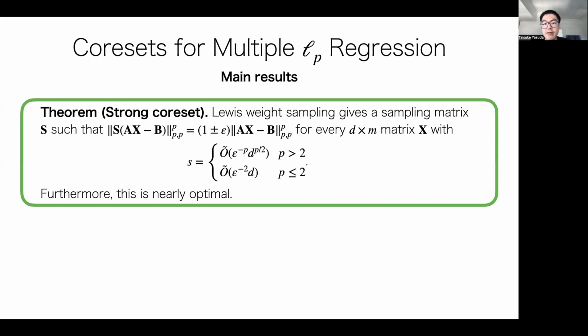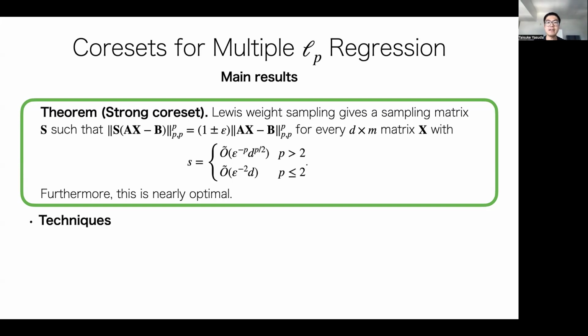So the main result that we give in this work is a nearly optimal bound on the size of a coreset for multiple LP regression. And we show that this size is at most a polynomial of 1 over epsilon and d. And in particular, it's completely independent of m. And furthermore, we can construct such a coreset using this same technique of Lewis weight sampling.